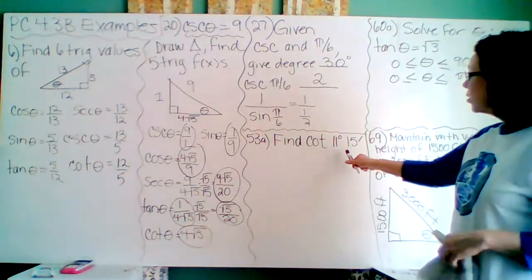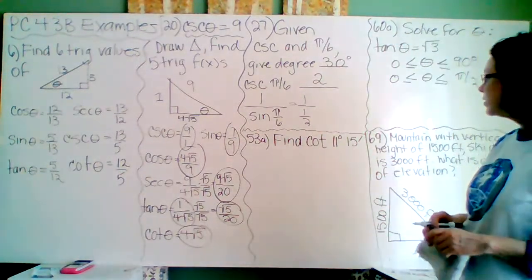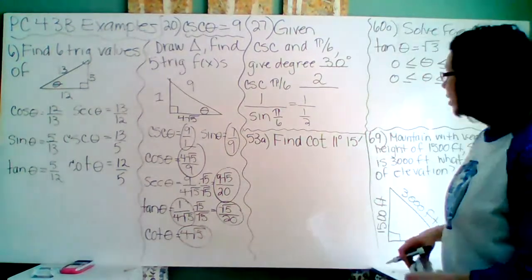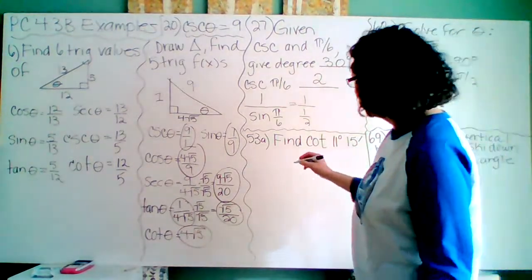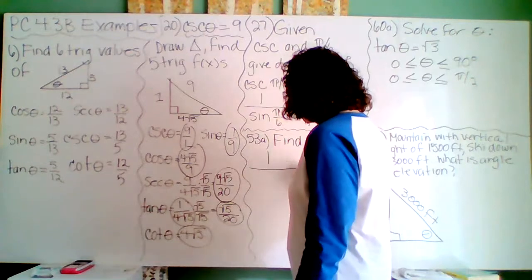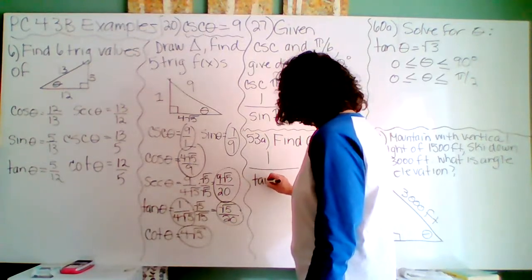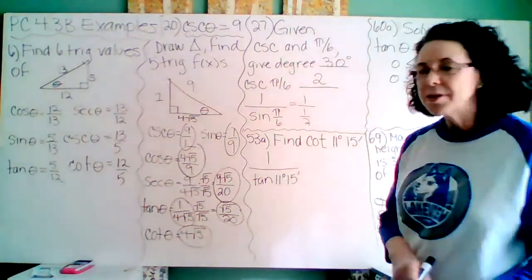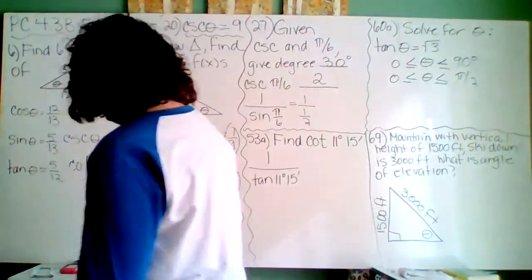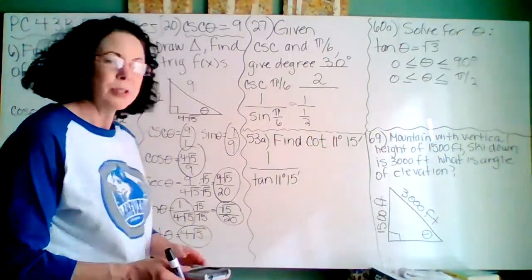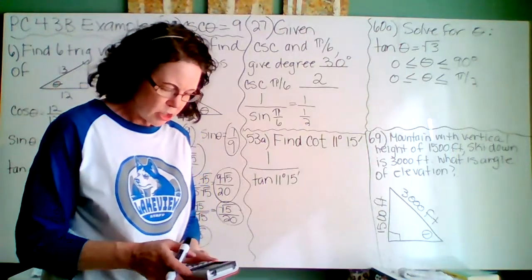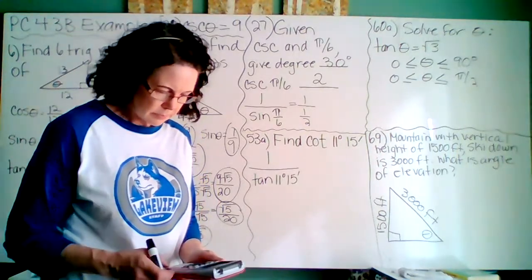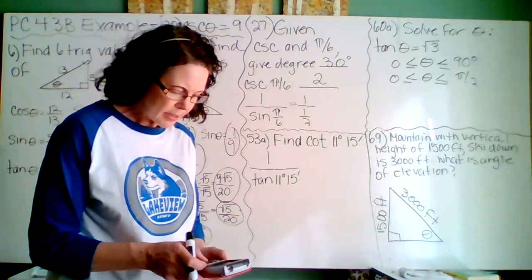Okay, find cotangent of 11 degrees, 15 minutes. This is obviously from my calculator. However, I don't have cotangent on my calculator. So I am going to take tangent of 11 degrees and 15 minutes. I'm going to take the reciprocal of that, and then that will be cotangent. So let's take a look. I'm going to check my mode on my calculator. There we go. And I'm going to type this in.